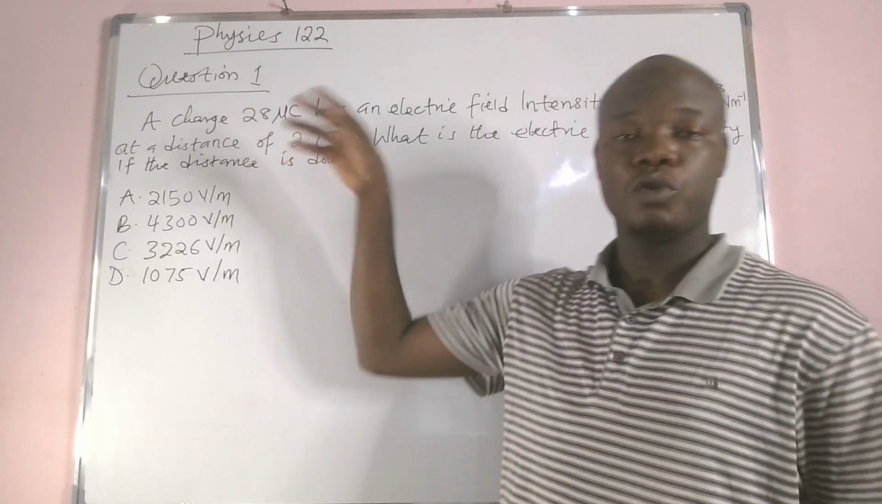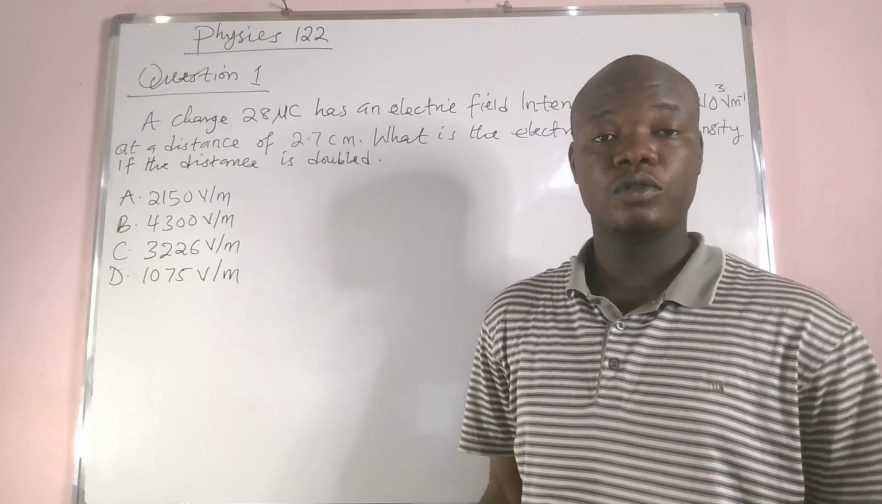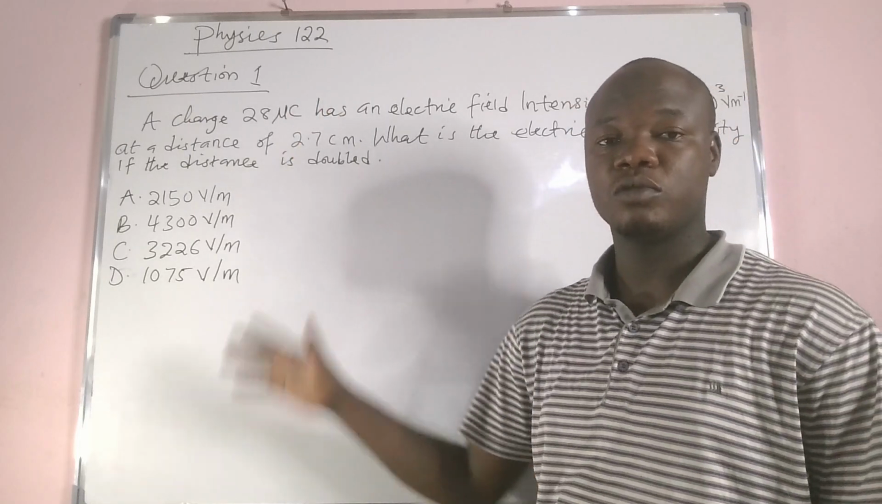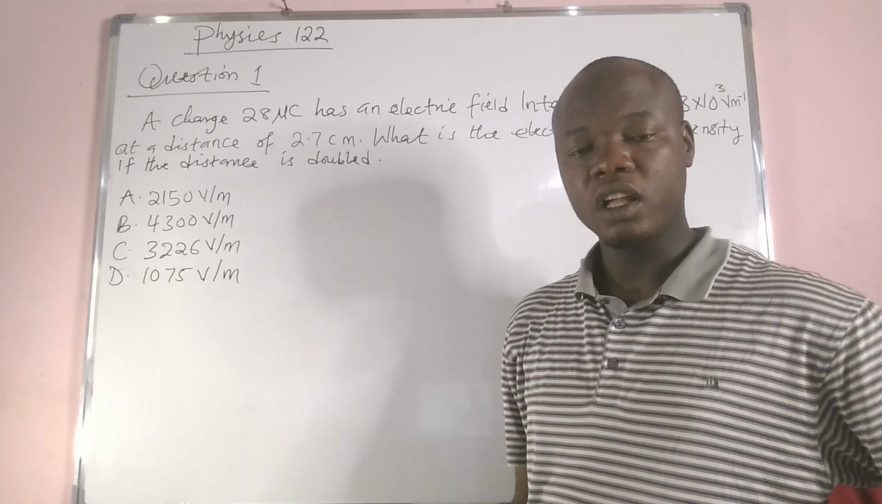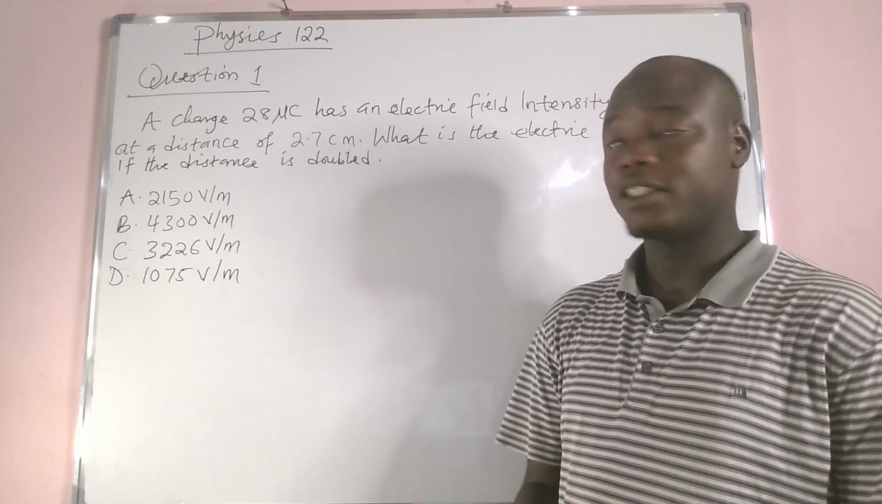So in this video, we are going to solve physics 1 to 2 first question paper, and we are going to start with question 1. This is one of the questions from some first question paper. So we are going to answer it.